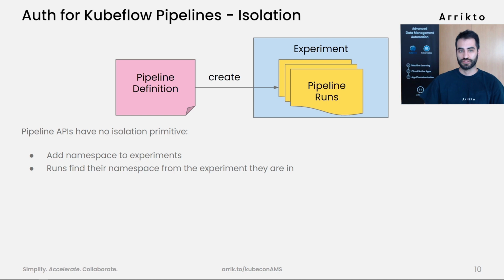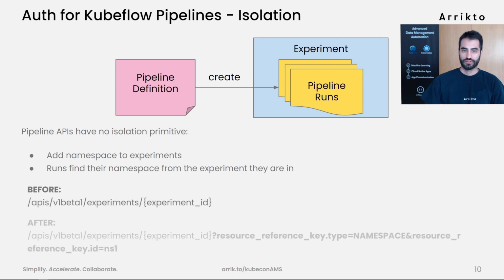Pipeline runs find their namespace by looking up their experiment. In addition, the experiment API endpoints are extended. All API calls must now specify namespace, same as Kubernetes APIs.